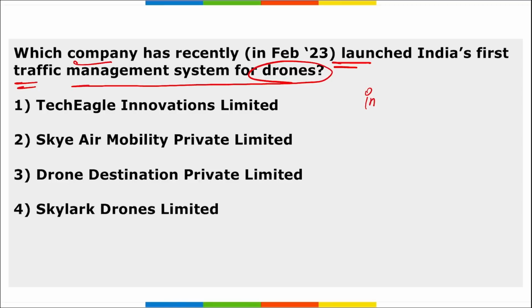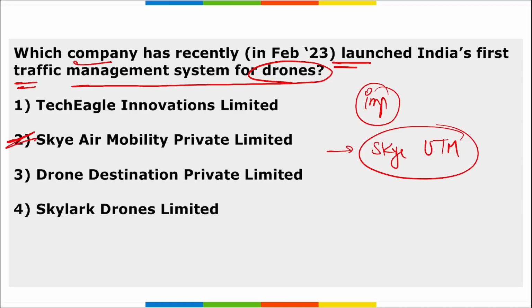Next, which company has recently launched India's first traffic management system for drones? And this is important. The first traffic management system for drones was launched by Sky Air Mobility Private Limited. It is a Gurugram, Haryana based company, and the name of this system is Sky UTM. Alright, the name of the system is Sky UTM.